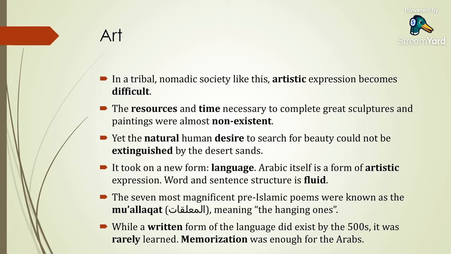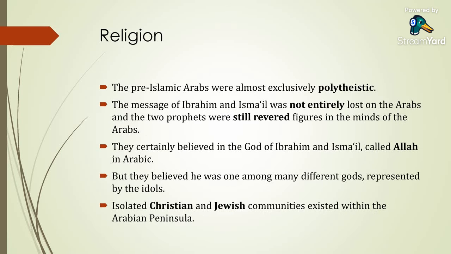Now, the pre-Islamic Arabian poetry is very famous, especially the Muallaqat. Muallaqat, I mean the hanging ones. It meant so because they were hung upon the walls of the Kaaba, or they were hung in the hearts of people. So both are theories. Now, the written form of the language exists by the 500s, but it was really learned. Memorization was more of a thing of the Arabs.